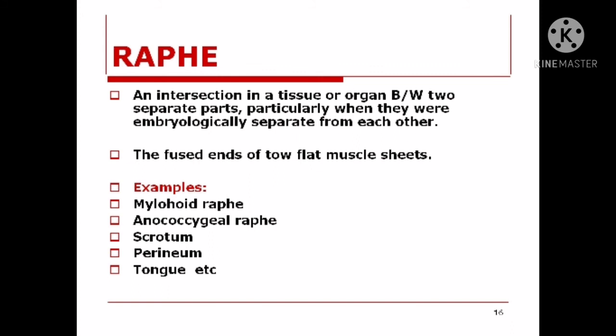The raphe. It is an intersection in a tissue or organ between two separate parts, particularly when they were embryologically separate from each other. The fused ends of two opposite flat muscle sheets form a raphe in the midline. Examples are the mylohyoid raphe, present in the oral floor, the anococcygeal raphe, the anococcygeal muscle present in the pelvic floor, the scrotal raphe in the scrotum, the perineal raphe, and the tongue raphe in the midline. The midline of the tongue is called the tongue raphe.